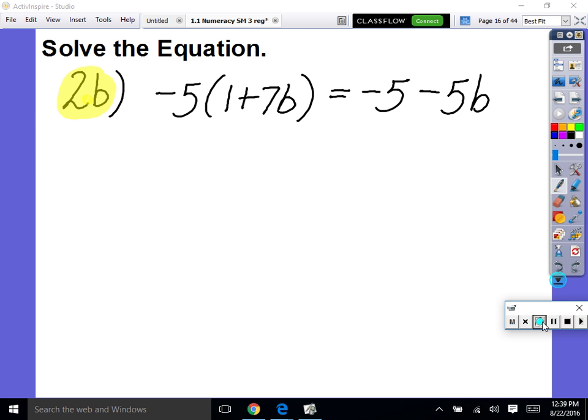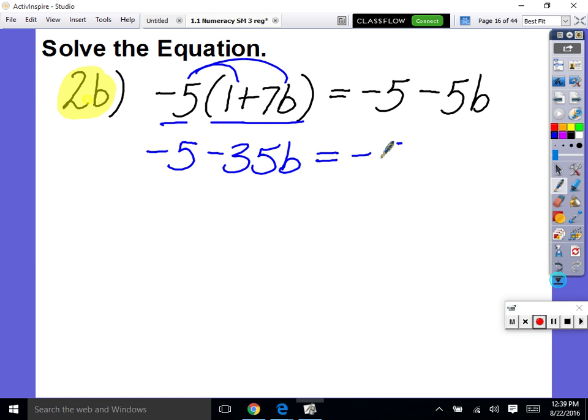Problem, guys, here we go. Next example. We're solving for b. Look up here: negative 5 times all that stuff, right? So let's distribute quickly. Negative 5 times positive 7 b's is negative 35 b's, which is equal to negative 5 minus 5 b's, yeah?